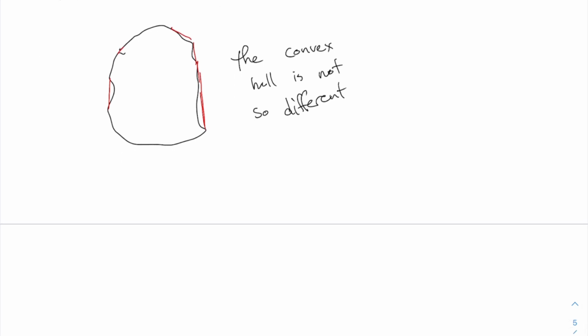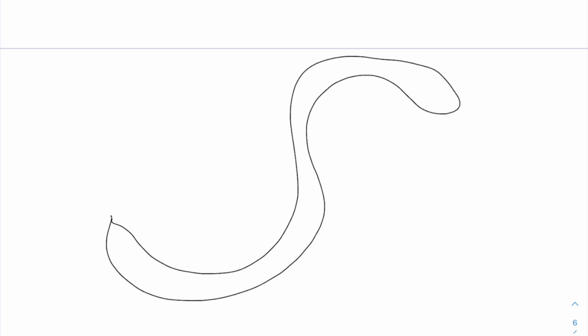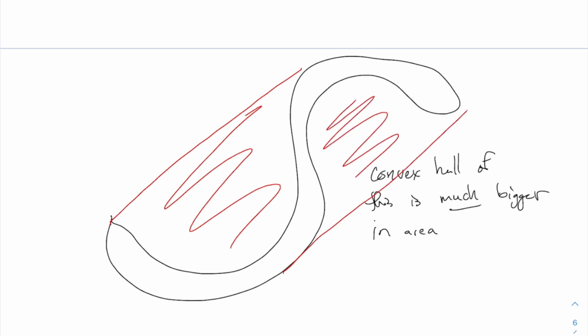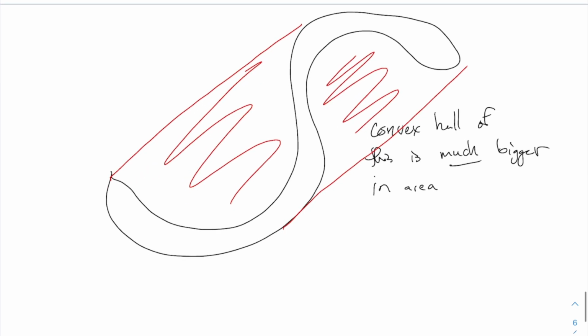But if the shape is a wormy kind of thing, like there's one on the paper that looks kind of like this, all right? The convex hull of that is really quite different, much bigger in terms of area. The convex hull here of this is much bigger. Bigger, I mean in area. Because you have to add in all of this stuff and all of that stuff, right? Which is big areas. Okay, so the moral of the story is the convex hull of a normal shape is pretty much the same as the original shape, but of a wormy shape, the convex hull is much bigger.